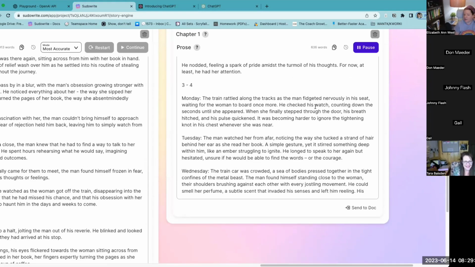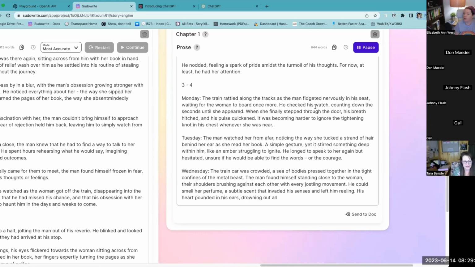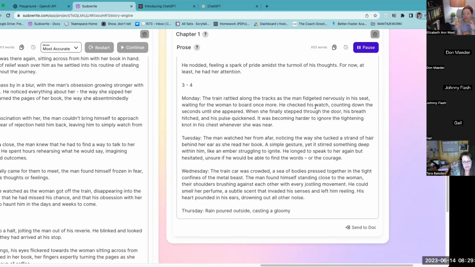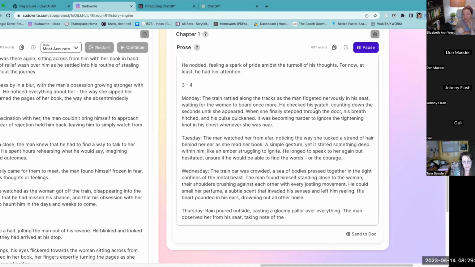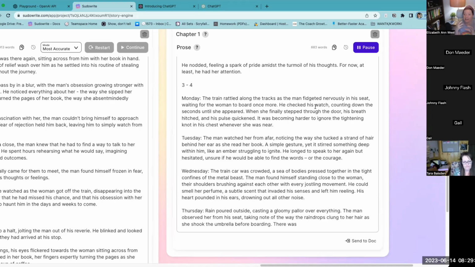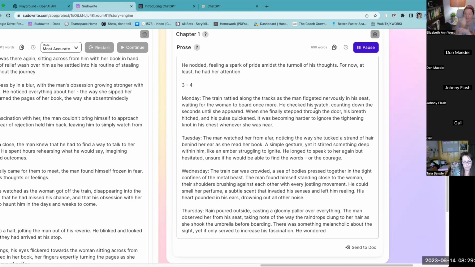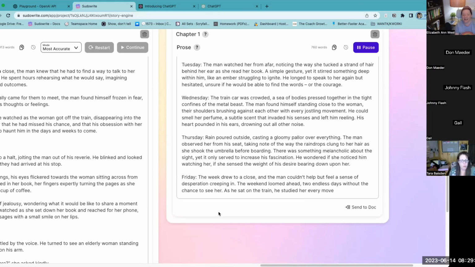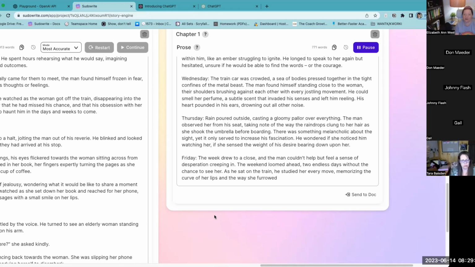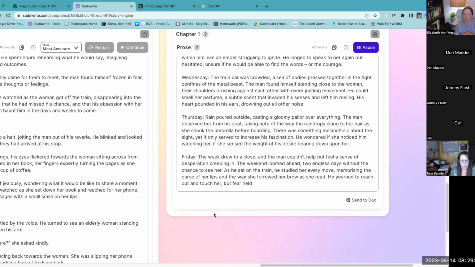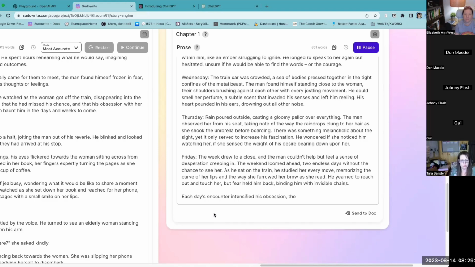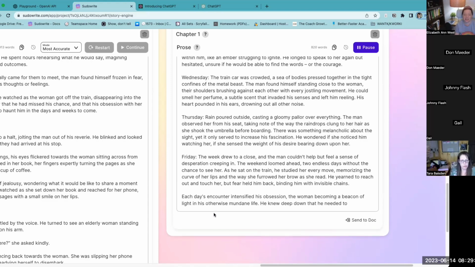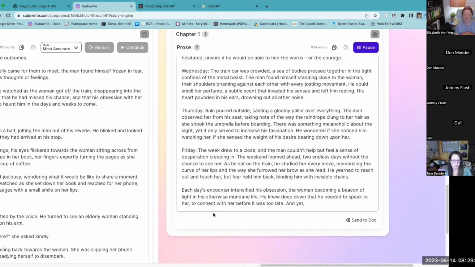And stylistically, if I was formatting this for a book, it would have Monday in italics, right there, and then the little bit, and then Tuesday. I would want the reader to read this and feel almost like a camera at a movie. And this is exactly what I wanted, where the weather would change. Rain poured outside. The man observed her from his seat, taking note of the way the raindrops clung to her hair as she shook the umbrella before boarding. There was something melancholic about the sight, yet it only served to increase his fascination.